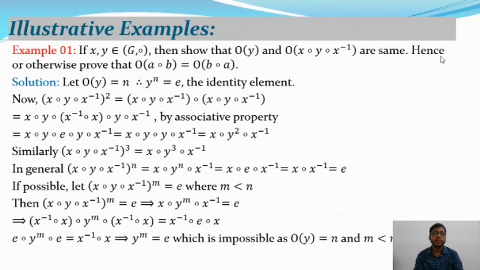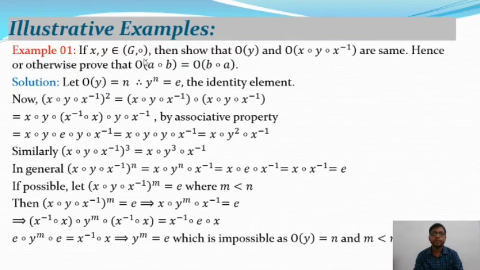and hence or otherwise prove that order of A composition B is equal to B composition A. This is the second part of the example 1. Okay. So here is the solution of the given problem. So we'll start with the first part of the given problem.